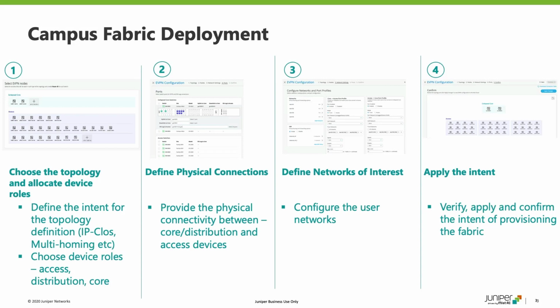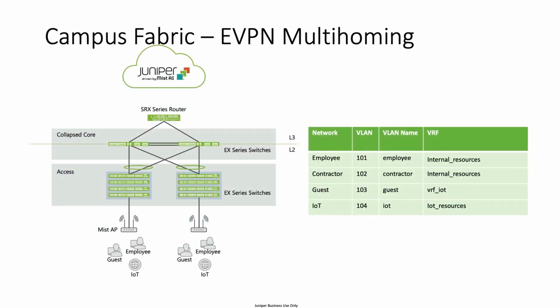Step 2 is to configure the networks of interest. Step 3, define the physical connectivity. Step 4, apply the configuration, and that's all that is required. Let's take a look at a simple example of a campus fabric deployment.